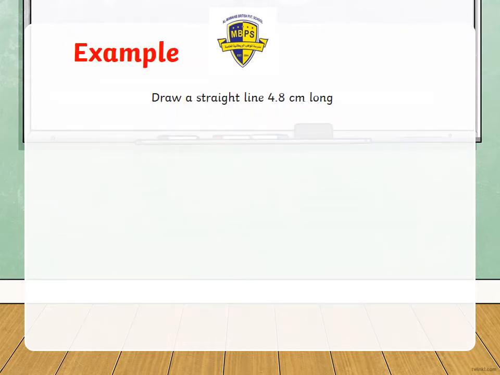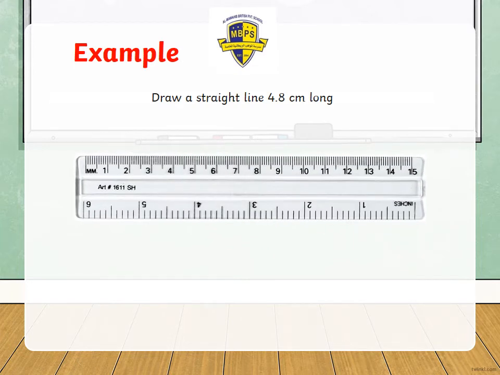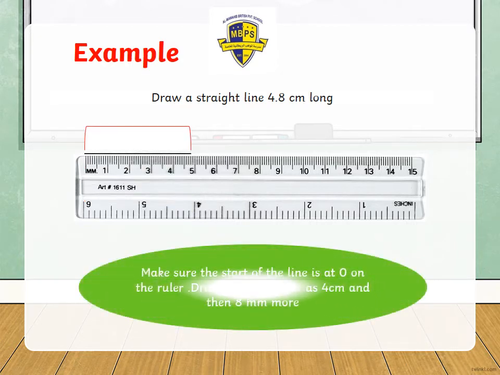Now let's learn how to draw a straight line. We have this example. Draw a straight line 4.8 centimeters long. What do you think we will use? Yes, we will use the ruler to draw a straight line. To draw a straight line, make sure the start of the line is at 0 on the ruler. Draw the line as far as 4 centimeters and then 8 millimeters more.